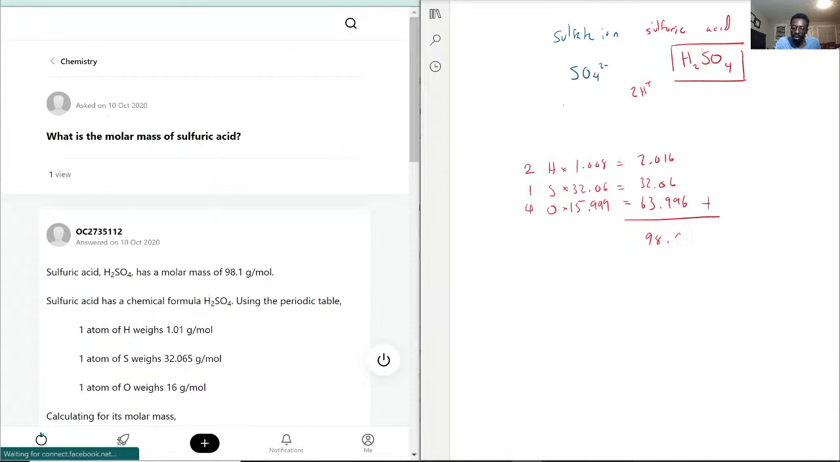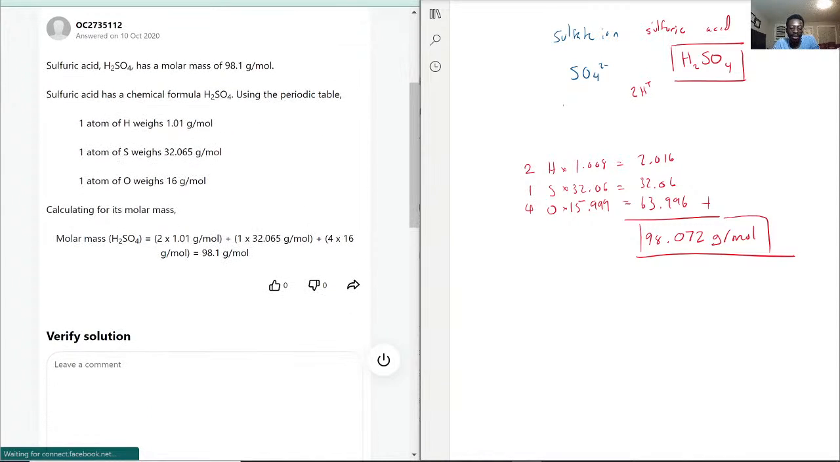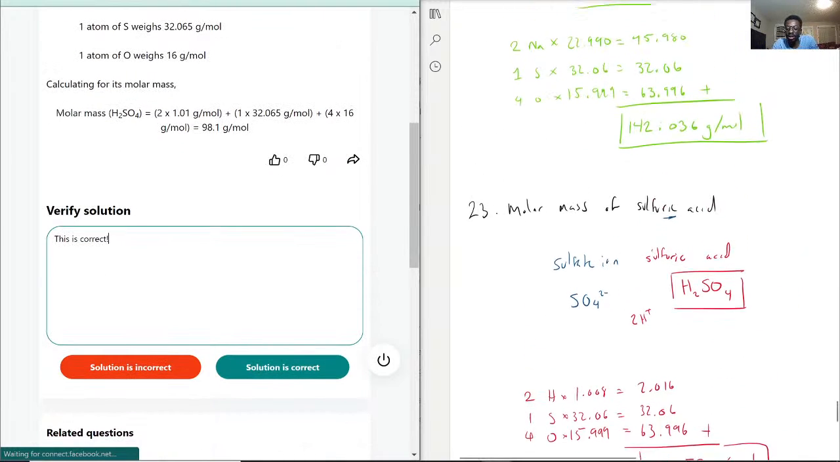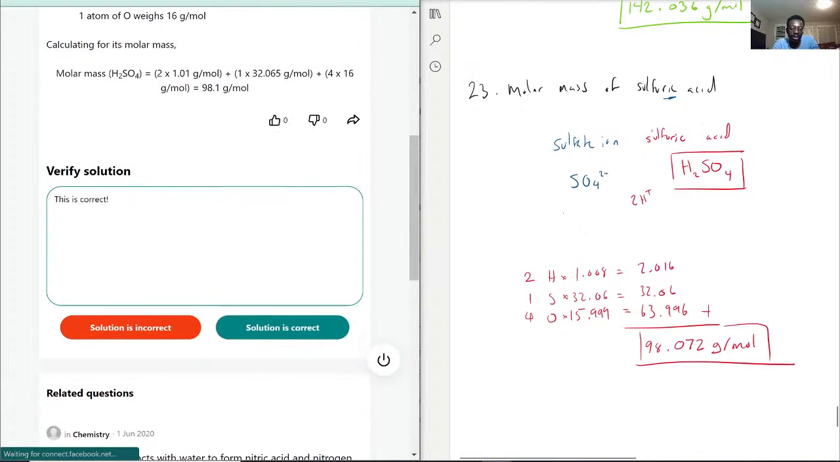Because we use slightly different numbers, we got 98.072 grams per mole for sulfuric acid. Okay, so that is the molar mass of sulfuric acid. This time they did make sure that they got the right amount for the oxygen, so this is correct. And it went a lot faster because we had information from the prior question to make these comparisons.